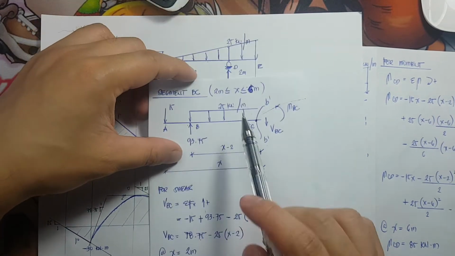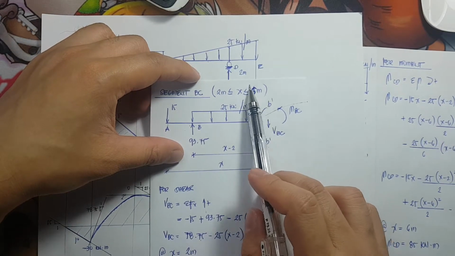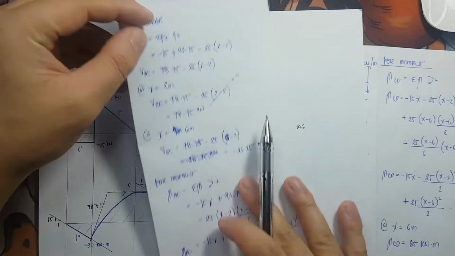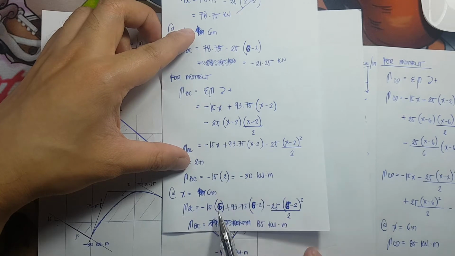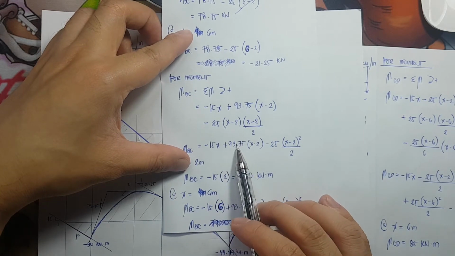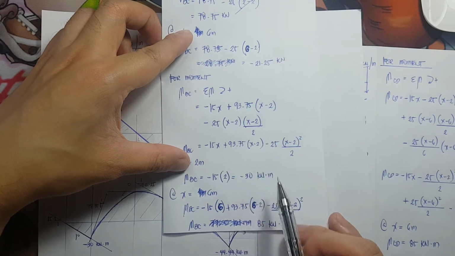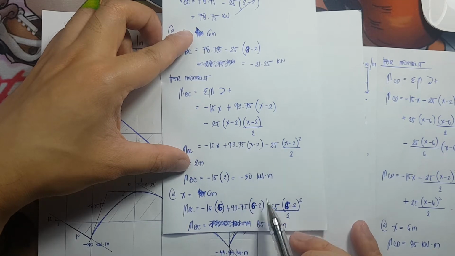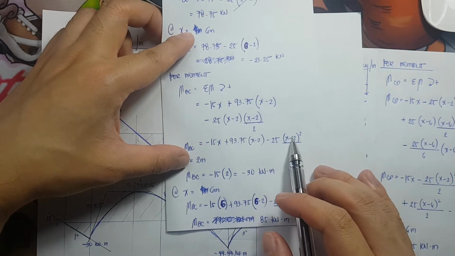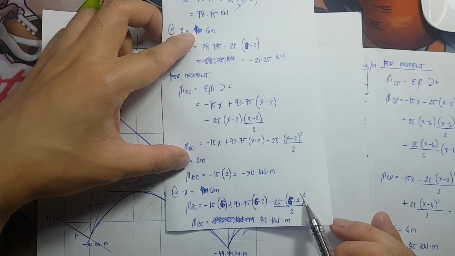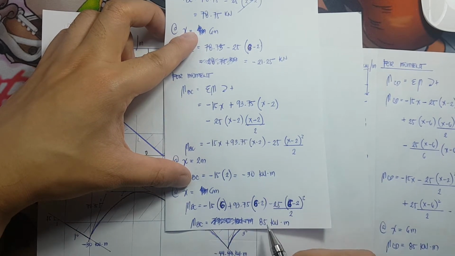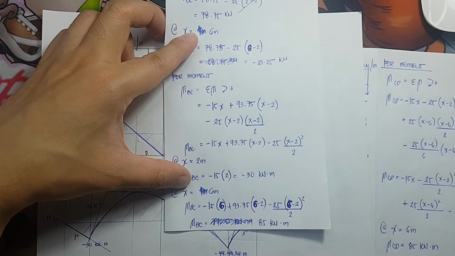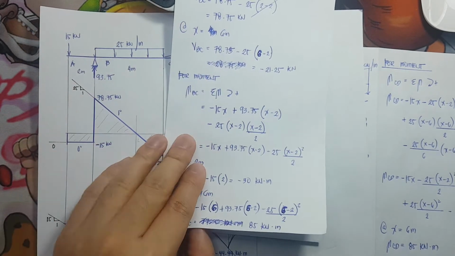Next would be at x equals 6 meters. So the function of x at 6 meters: we have negative 15 times 6 plus 93.75 times (6 minus 4), then we have negative 25 times (6 minus 2) quantity squared over 2. Therefore, the moment at BC is 85 kilonewton meter.